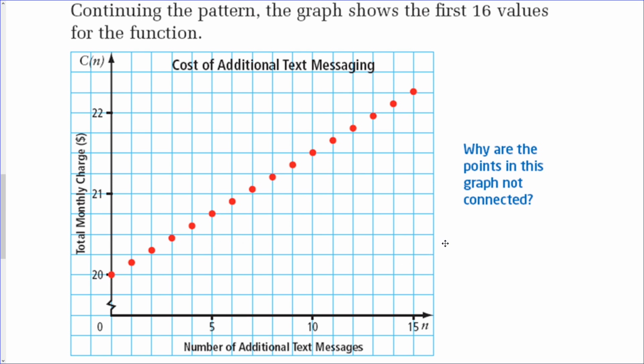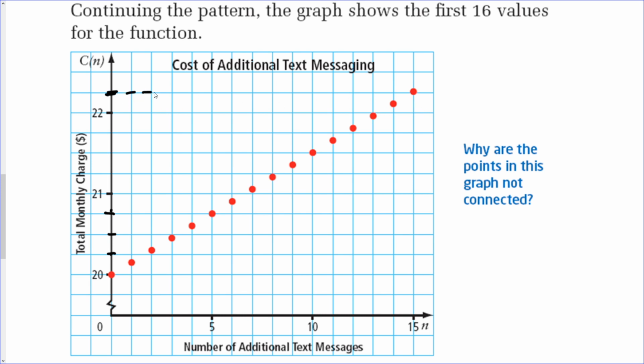C now says if Sky's cell phone bill for a certain month is $22.25, how many additional text messages are there? There are 2 ways that we can figure this out, and now it becomes obvious why they decided to graph up to the first 16. Because each y value, if you look at it, is equal to, well, 20, 1, 2, 3, 21, which means that each of these is worth a quarter, like 25 cents, which means that 22.25 is going to be right here.